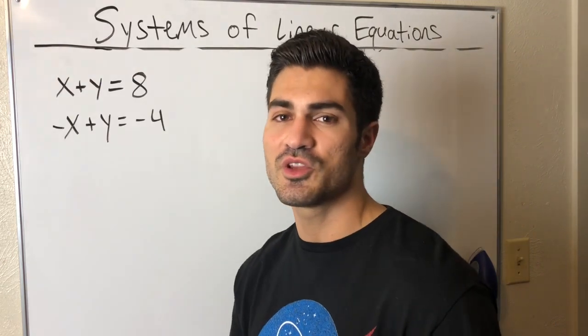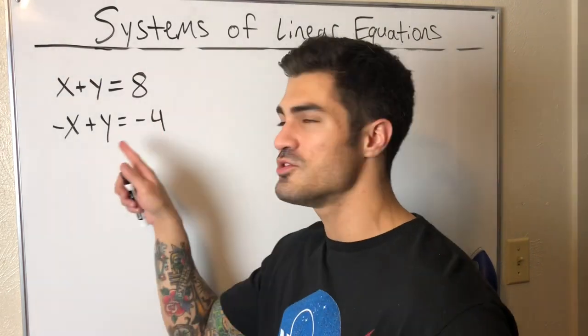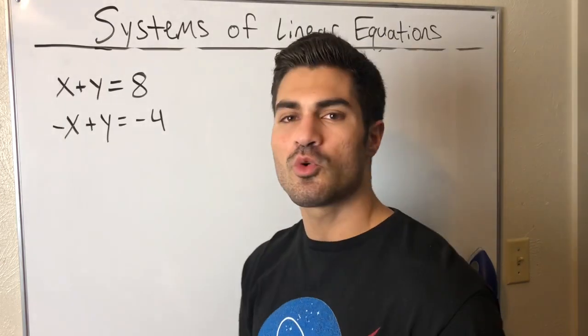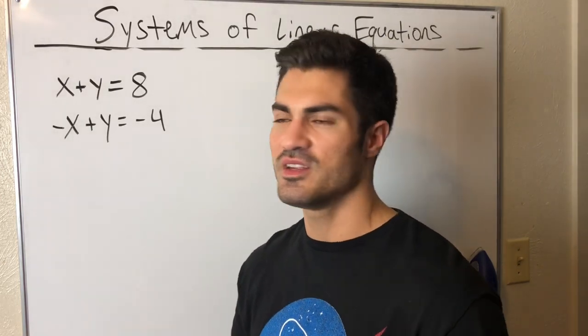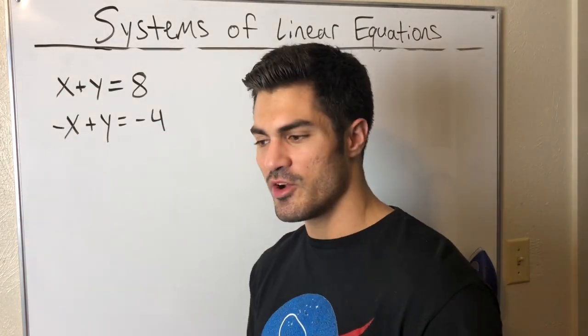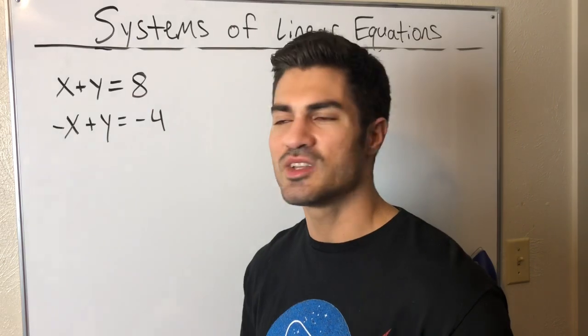Well, using substitution, the first step is I take either one of my two equations and I solve for one variable. So either x or y, just whichever one is more convenient in either equation, right? And what I mean by solve for is I'm getting that variable by itself on one side of the equal sign. So let's go ahead and do that.